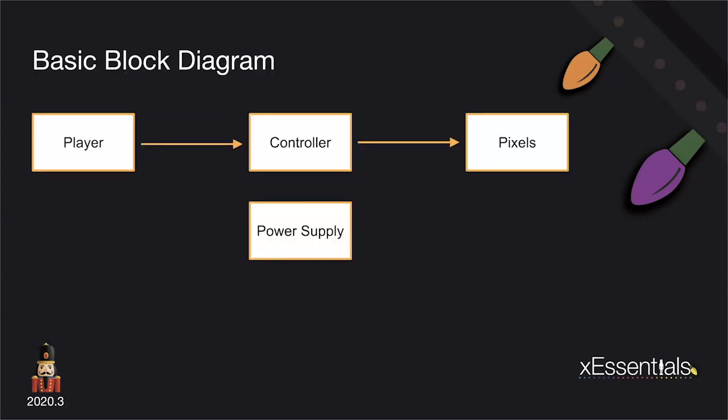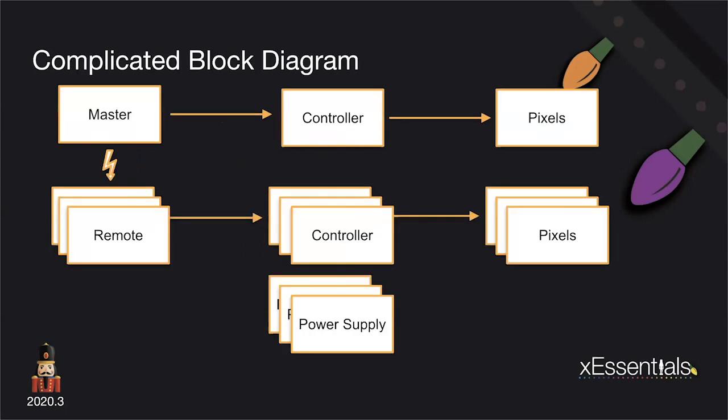So this is kind of a basic block diagram. You'll have your player. You'll have a controller, a power supply, and some pixels. And that's pretty much what I started out with. As you add more pixels, the diagram can get a little bit more complicated. You can have a master and one or more remotes, several different controllers, several strings of pixels, adding more power supplies, but it's still basically the same block diagram of player, controller, and pixels.